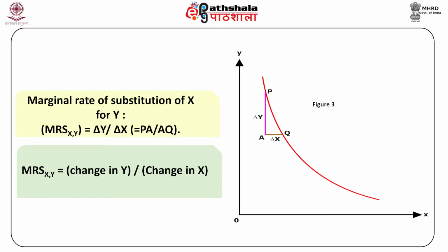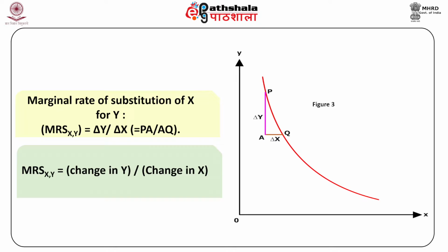When a consumer moves from point P to Q on this indifference curve, he sacrifices delta y for delta x and remains at the same satisfaction level. This means the marginal rate of substitution of x for y, MRS_XY, is delta y divided by delta x, equal to PA divided by AQ. Marginal rate of substitution between x and y is equal to change in y divided by change in x.